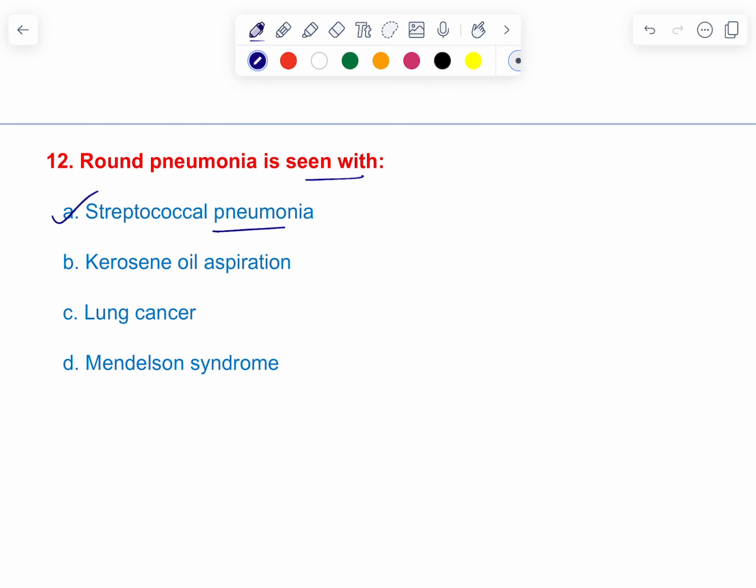Round pneumonia, as the name itself tells you, will appear as a round opacity, but a non-homogeneous opacity. It mimics a pulmonary mass. This round pneumonia, which is caused by Streptococcus pneumoniae, you observe mainly in children, not in adults.